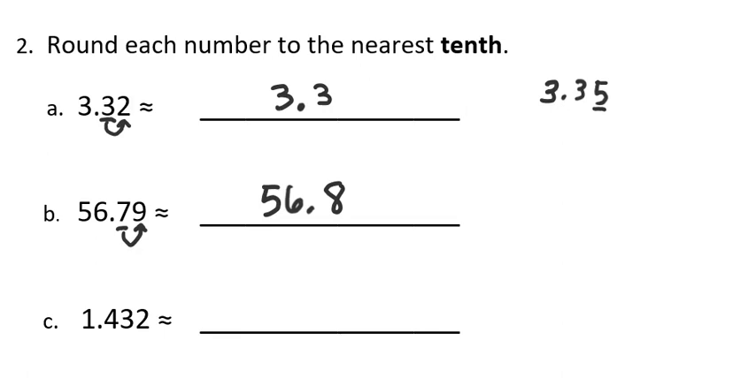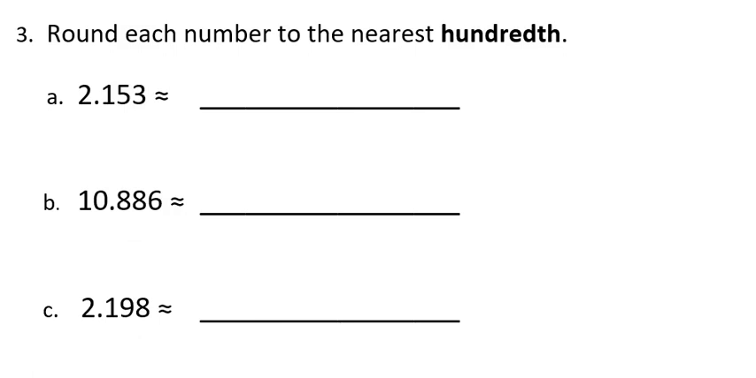And in question C, I have 1 and 432 thousandths. The 4 is in my tenths place. I'm going to look at the next place over, my hundredths place. The midpoint would have a 5 in that place. Well, since 3 is less than 5, I know that I'm going to round down. Now here my answer choices would have been 1 and 4/10 or 1 and 5/10. Since I'm rounding down, the final answer would be 1 and 4/10.